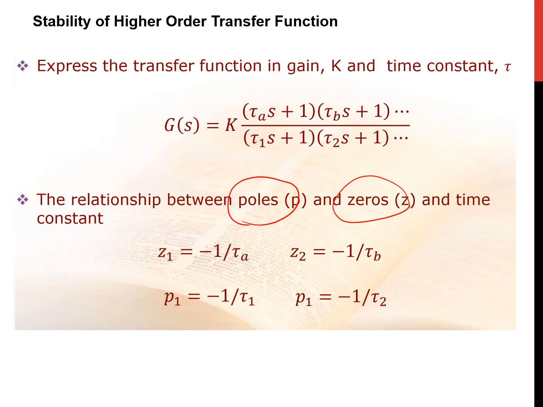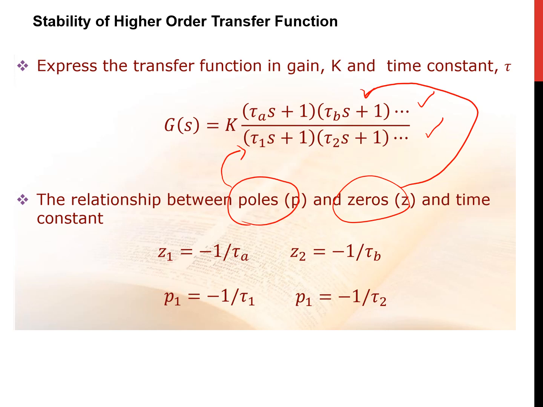In this case, say you have this transfer function, the higher order transfer function, where you have the K, the gain, and the time constants. Here you have the numerator and denominator. Usually the zeros are located in the numerator and the poles are located in the denominator.